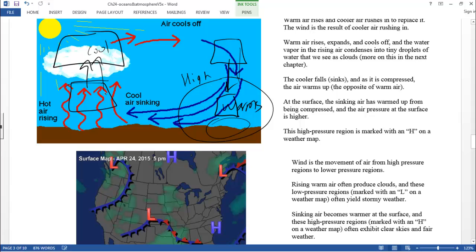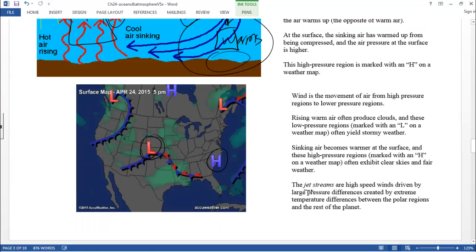And over here where the air is expanding and leaving, you get low pressure. And so you'll see little H's and L's on your weather map indicating regions where there's high pressure, meaning in general, fair skies, fair weather, and also regions of low pressure where you get a lot of clouds and possibly storms. Oh, let's also mention the jet streams.